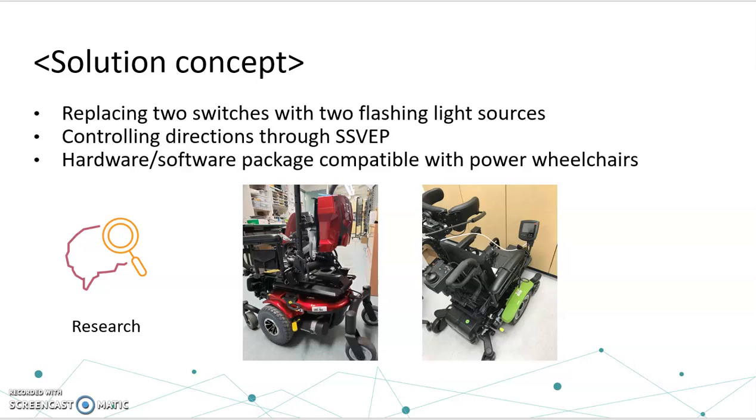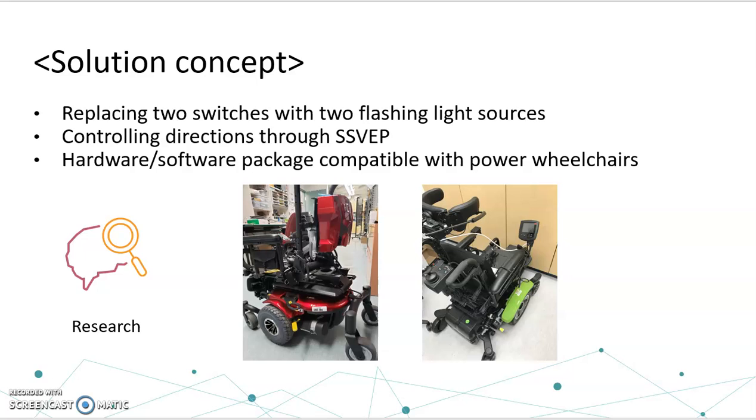SSVEP works based on the different light sources flashing with different frequency. Long story short, your brain can pick up the frequency of a flashing light source, and you could record your brain signals and use that to detect which source of flashing light the patient or the subject is staring at.